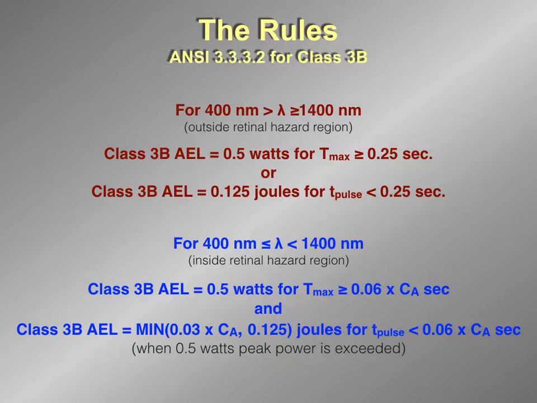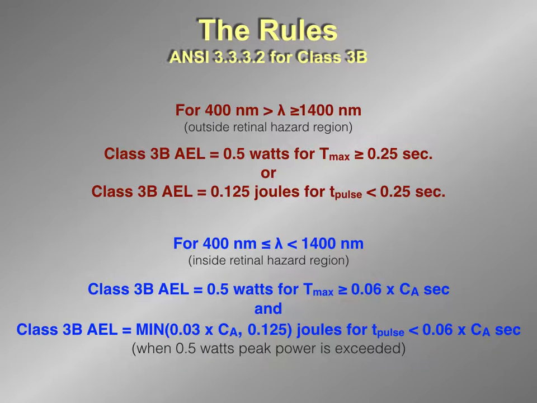Inside the retinal hazard region, again, we have a half watt average power limit, but this time it's for Tmax that is greater than 0.06 times C sub A seconds, and class 3B AEL is the minimum if we're less than 0.06 times C sub A seconds. If T pulse is less than that, then we have a limit of either 0.03 times C sub A joules or an eighth of a joule, whichever is the minimum.